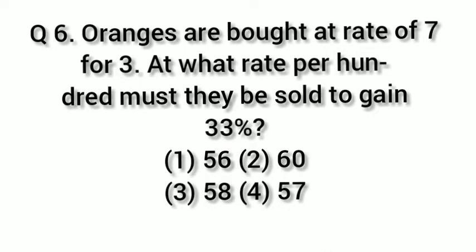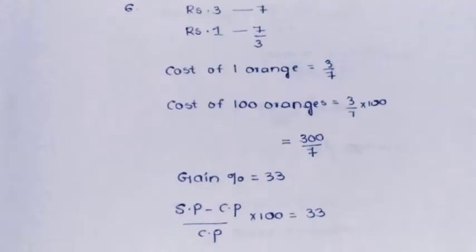So here it is told that for 3 rupees he got 7 oranges, so for 1 rupee he gets 7 by 3 oranges, right? Now the cost of one orange will be vice versa, that is 3 by 7, right? Now here in the question it is told that we have to find out at what rate per 100 must they be sold. So we have the cost of one orange as 3 by 7. In the similar manner, the cost of 100 oranges will be 3 by 7 into 100. So we are finding the cost of 100 oranges, so we have to multiply 3 by 7 into 100, which is nothing but 300 by 7.